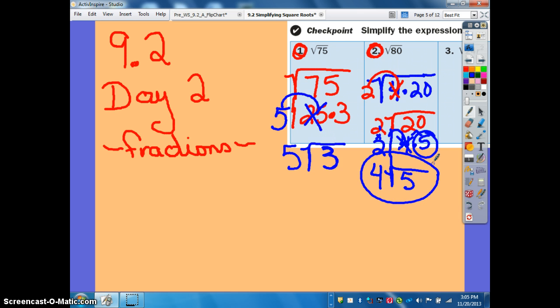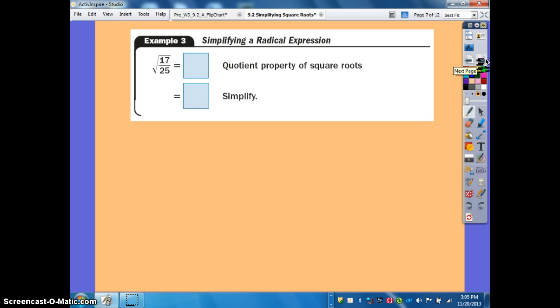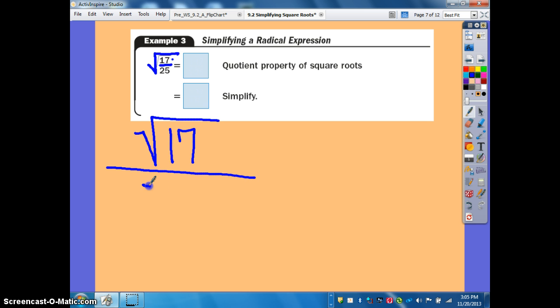Quick review from yesterday. Now we take that knowledge and apply it to what we're going to do today on day 2, adding the fraction part of it. So let's go right here to example 3 in your notes. Now notice the jail sign, the radical sign, is around the whole fraction, 17 over 25. These are so simple. All you need to do is rewrite those with the radical sign around the numerator. So you have the radical sign around the 17, make them separate, and then for the denominator, you put a radical sign also around the 25.